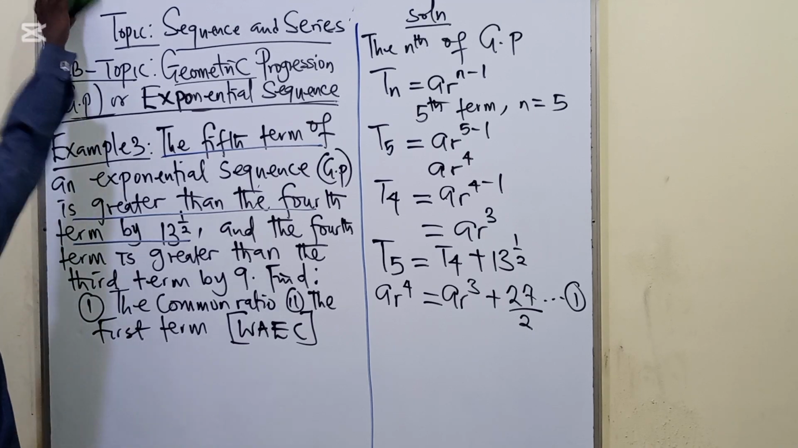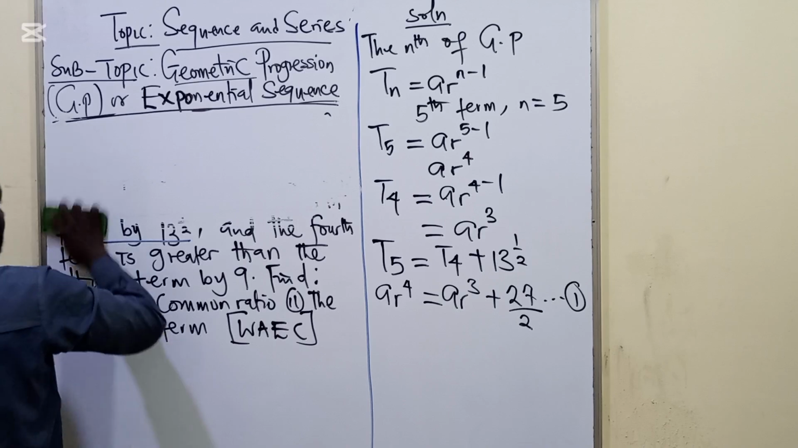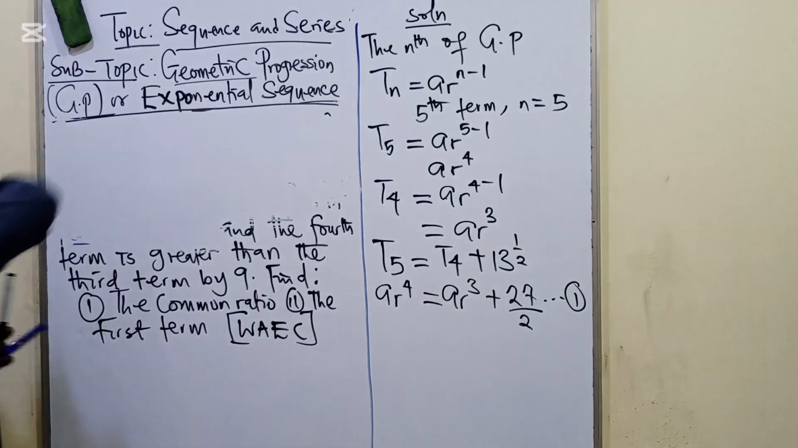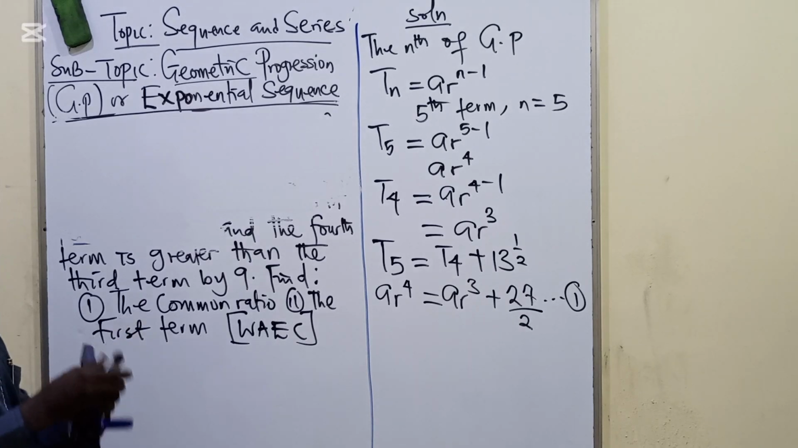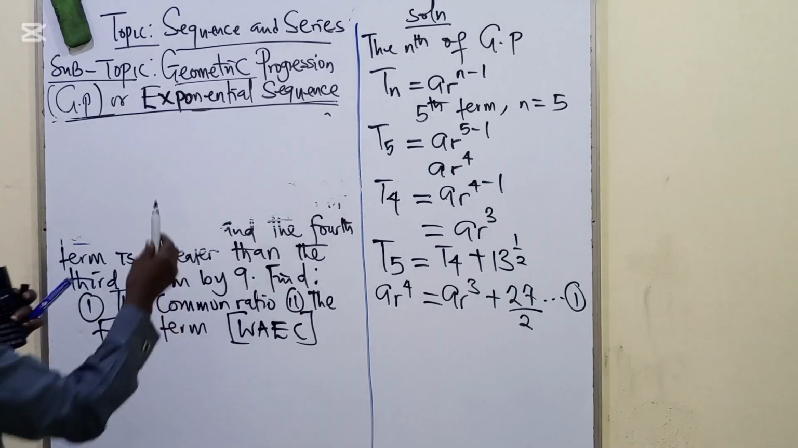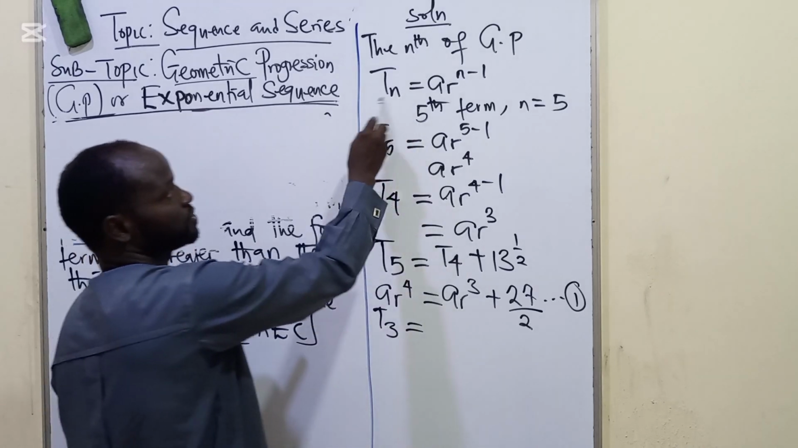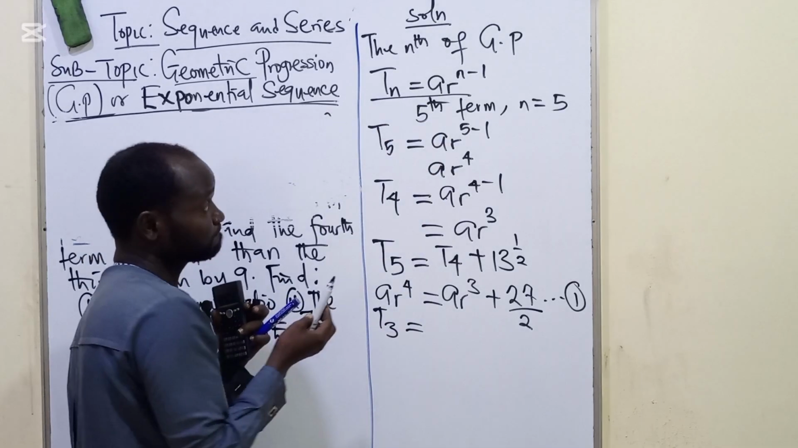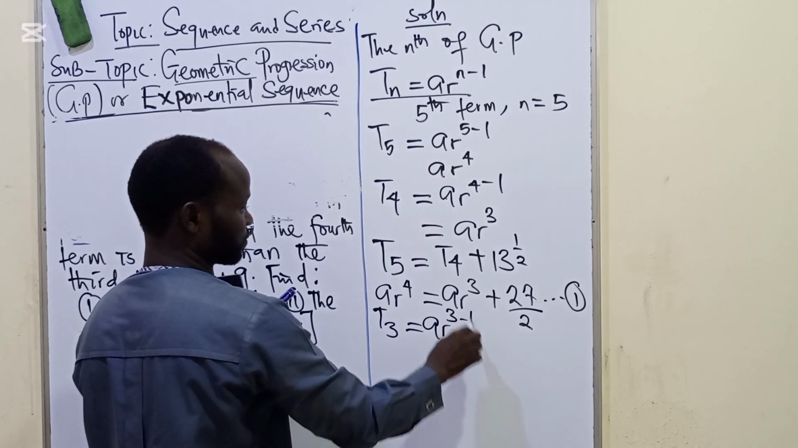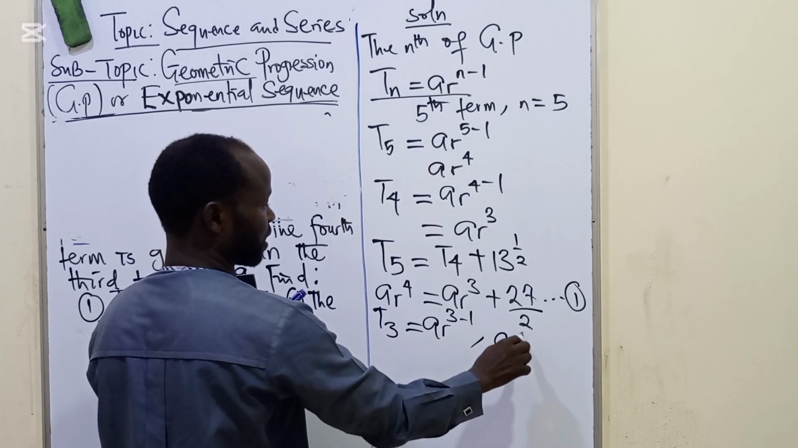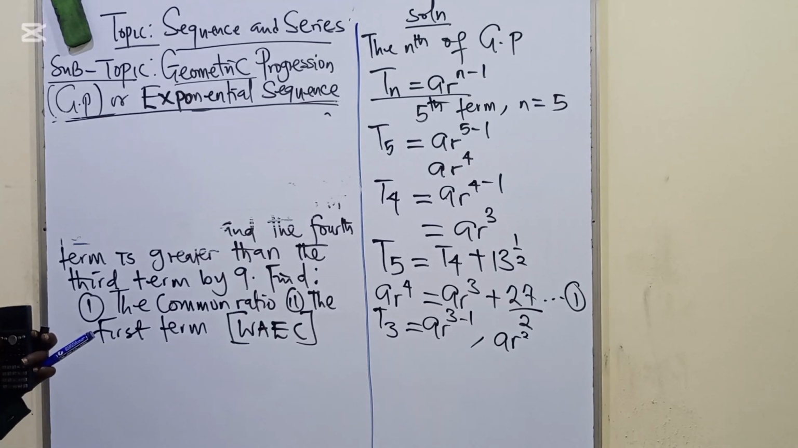Let's move to the next statement. The fourth term is greater than the third term by 9. So we need to get the third term. The third term T3 will be equal to, we substitute n equals 3 into this nth term. So it will be AR power 3 minus 1. This will now be AR power 2. So the third term is AR power 2.